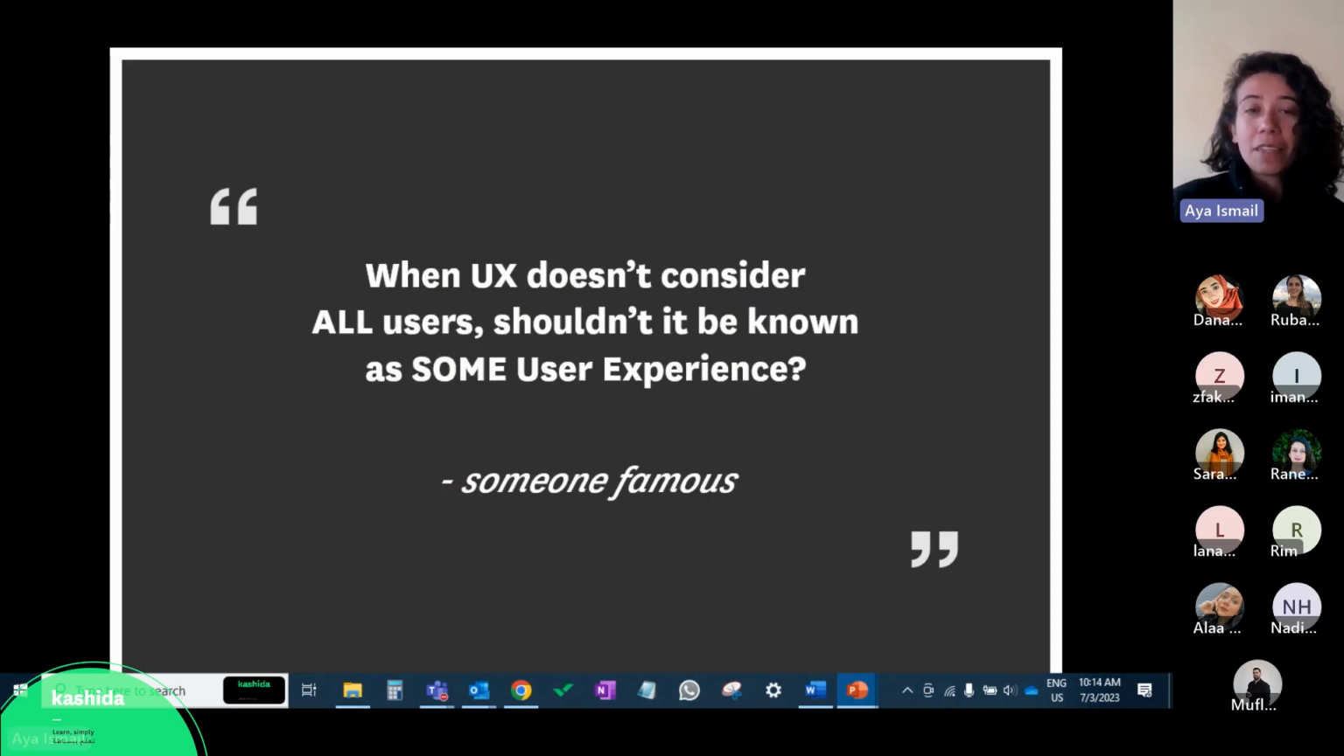And here's a quote from someone famous that basically says, when UX, or UX means user experience, when user experience does not consider all users, shouldn't it be known as some user experience? So it really does make a big difference in how we see things when we think that all users are using our courses or our learning programs, and not just some people.